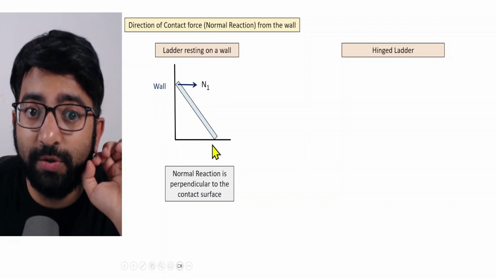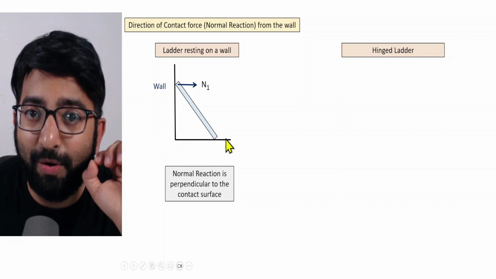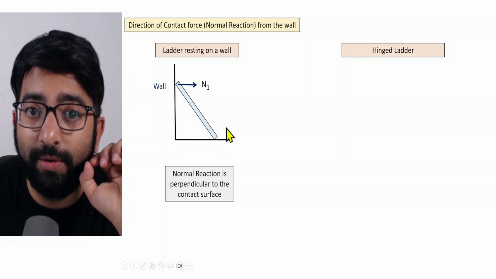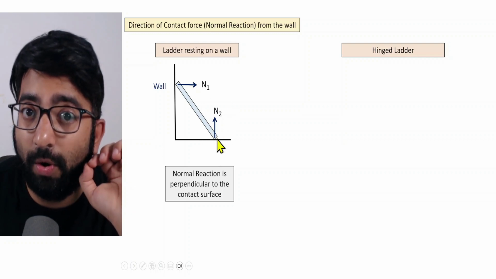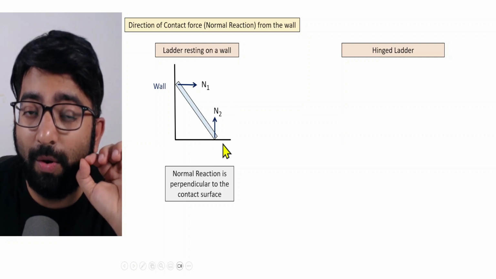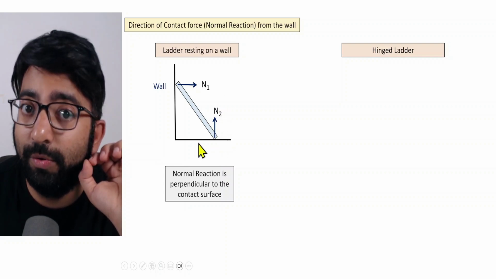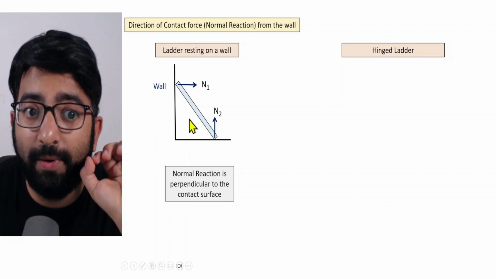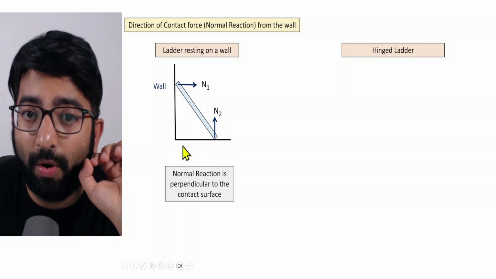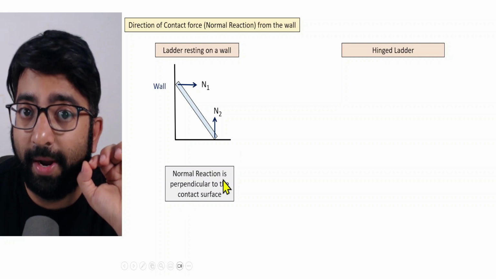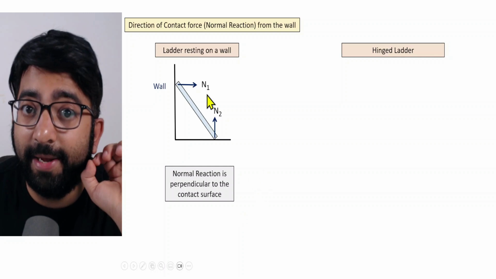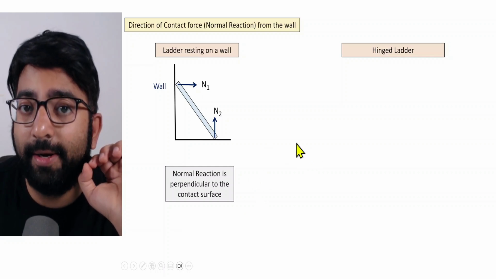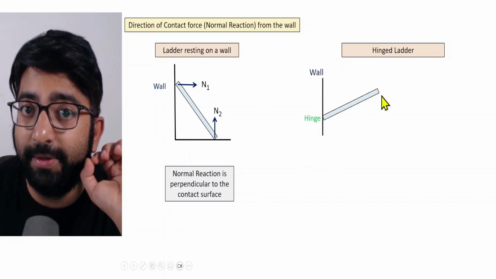Similarly, the ladder is also resting on the ground. So the ground also will give a contact force on the ladder. Hence, now let us draw N2. N2 is the normal reaction on the ladder, but that is coming from the ground. And we can see the direction of normal reaction N2 is perpendicular to the ground. So the principle is very simple. Whenever the object is resting on a contact surface, the direction of normal reaction is always perpendicular to the contact surface.